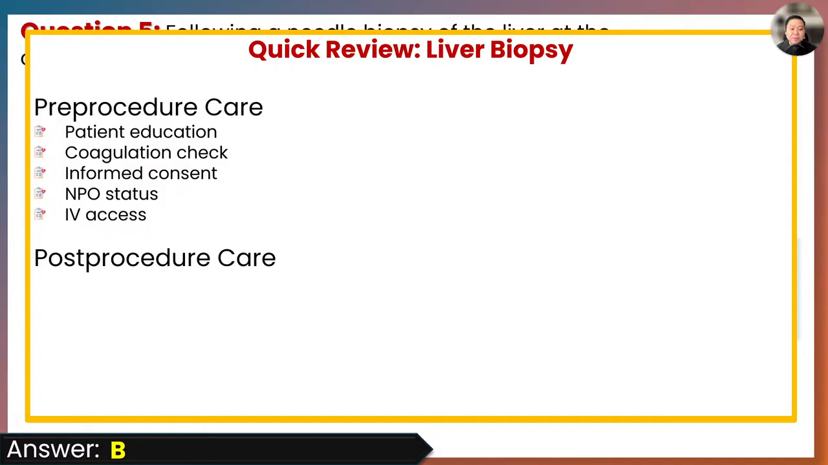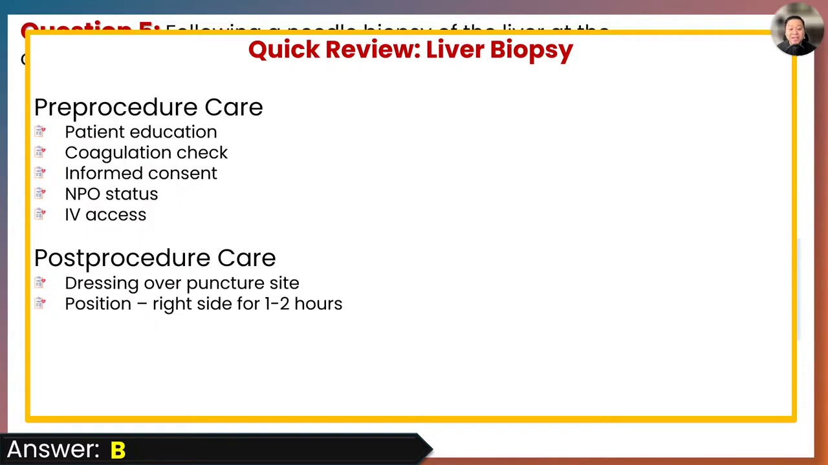Now, after the procedure, you're going to make sure that the small dressing that is sterile is applied directly over the insertion site, and you're going to assist the patient to position to their right side for 1 to 2 hours to reduce the risk of bleeding and bile leaks. You also have to monitor the vital signs frequently to check for signs of hemorrhage, such as tachycardia, low blood pressure, and fever, which could signal that there is peritonitis, perforation possibly.